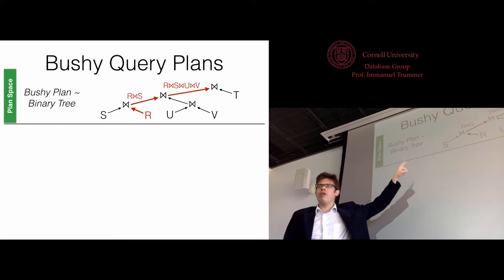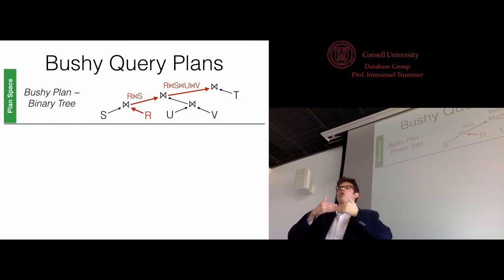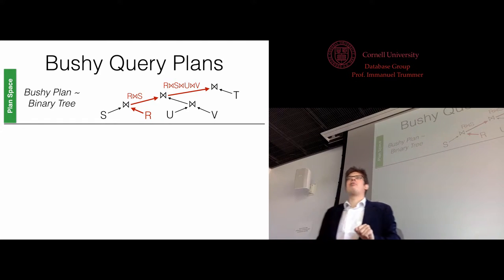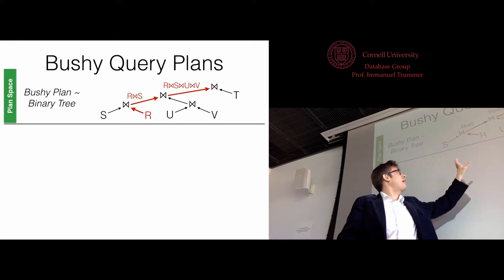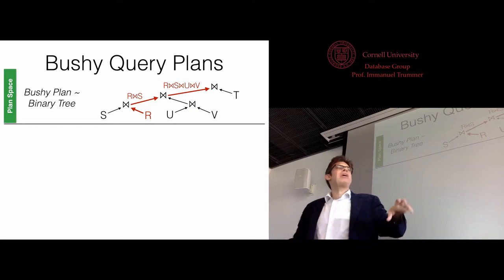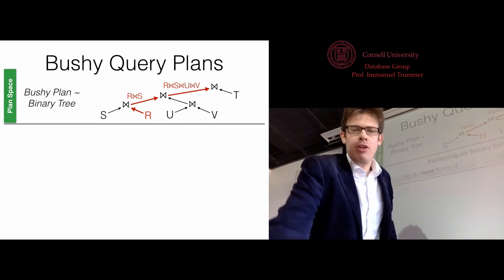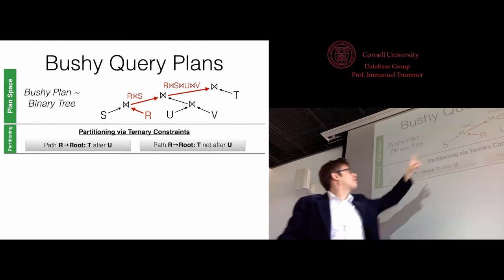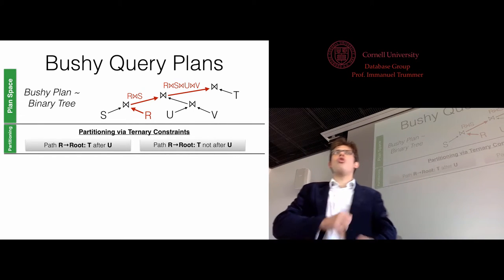If you fix one of those tables, like R in this example, and we say that we only consider the path from table R to the root of the query plan tree. And now we can only consider the intermediate results that appear on the path from R to the root, and we can order the other tables besides R based on the order in which they appear on that path. So I can use constraints that refer to table triples, where the first part of the constraint fixes the table whose path we are considering, while the second part of the constraint orders two of the other tables.